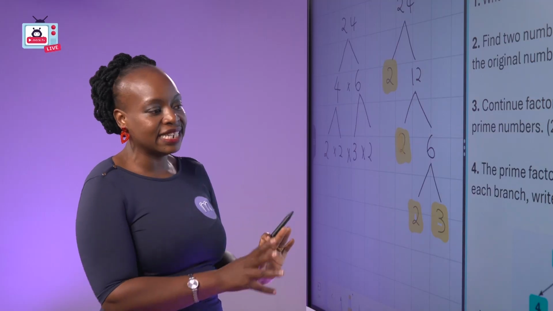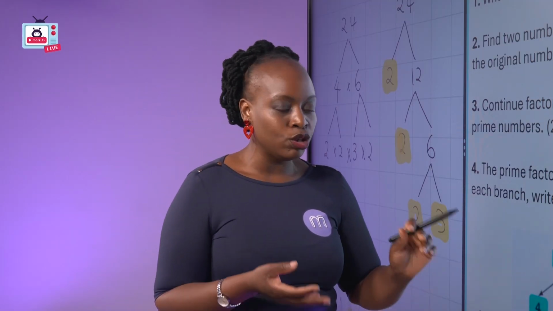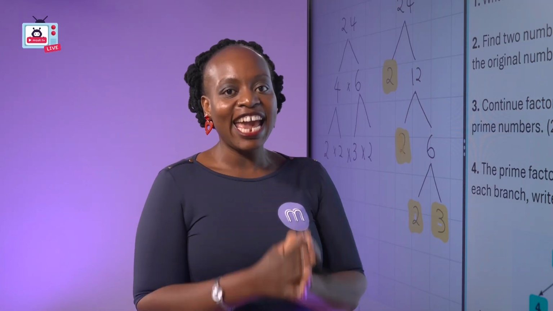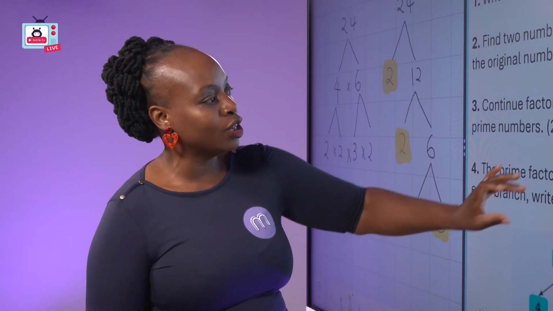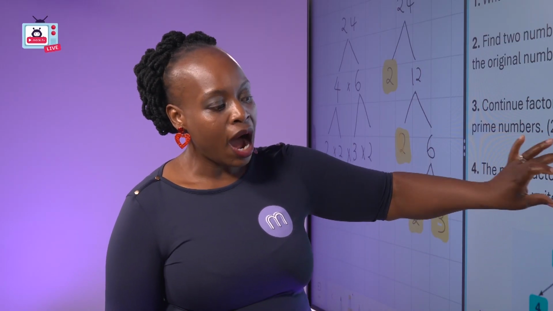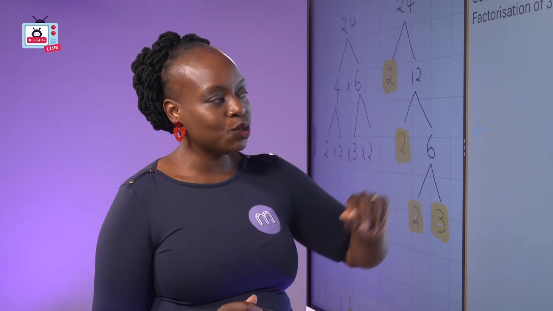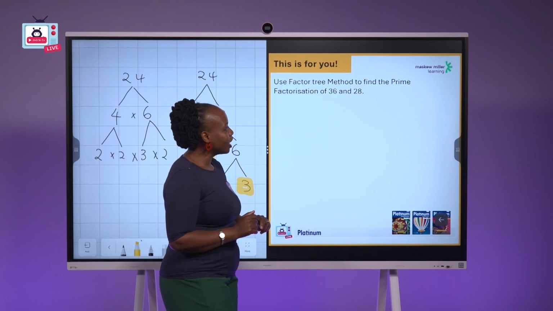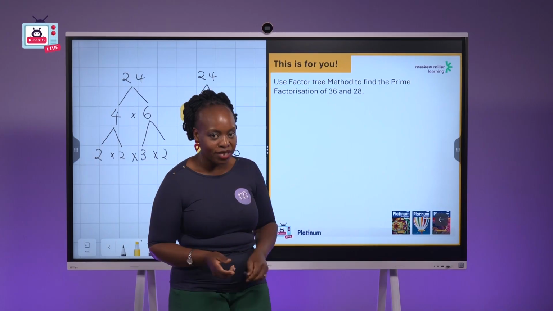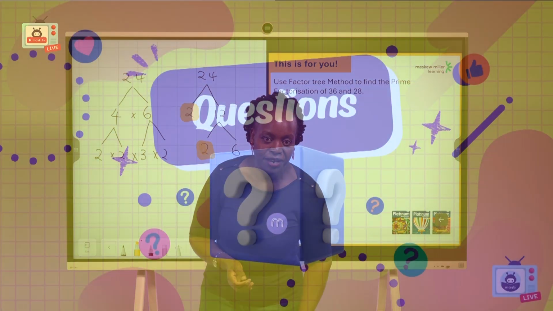So it's not restricted for you to only use 4 and 6. You can use any other factors for you to get to the answer, and then you know how to get your prime factorizations like this. This one is for you to look at, and I am going to come back to you right after the break.